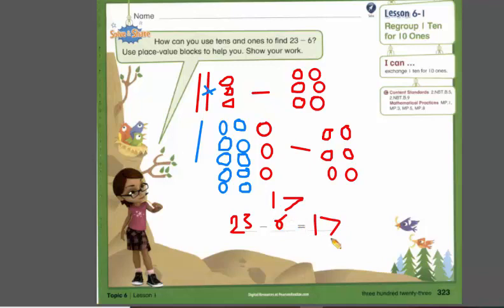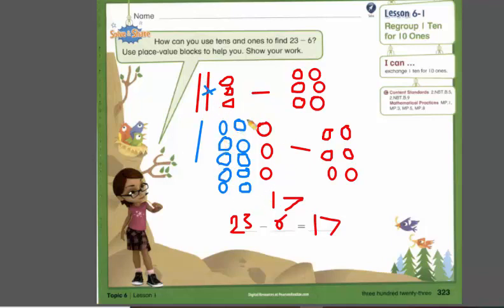How? Again. I will make 23 as 2 tens and 3 ones. And here I have 6 ones. Then I can't subtract 6 ones from 3 ones. I don't have enough ones to subtract. So what will you do? I will exchange 1 ten for 10 ones.